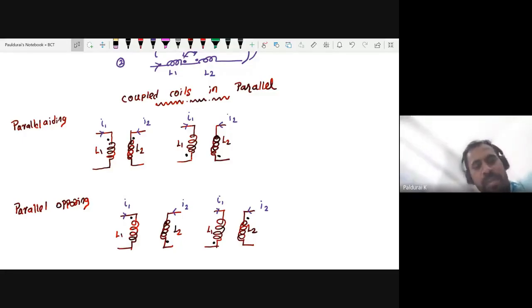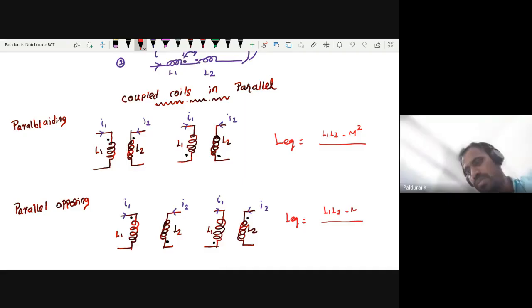So any idea what it is for parallel aiding? This time L equivalent is given by, you want to remember the formula, L1 L2 minus M square. There is no change in the numerator. In the denominator, L1 plus L2 plus or minus 2M. We studied earlier in series it was L1 plus L2 plus or minus 2M.